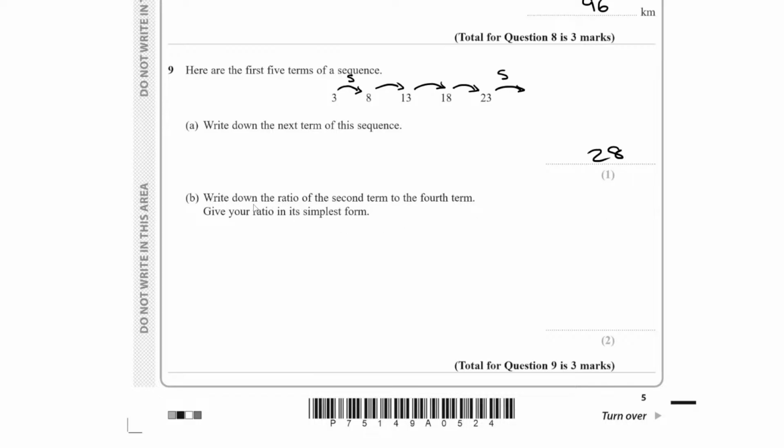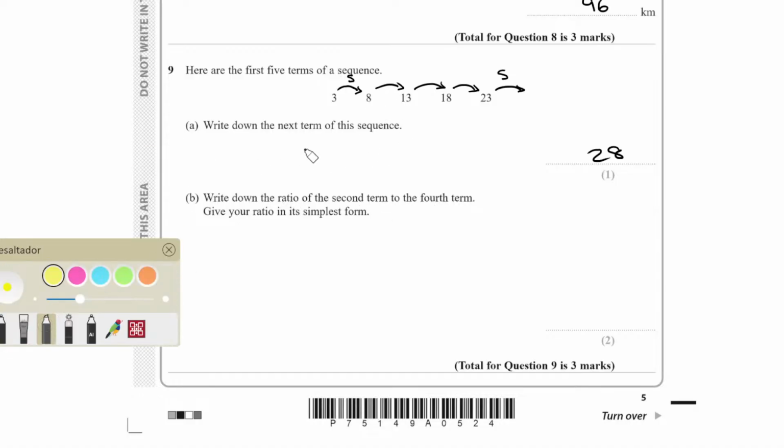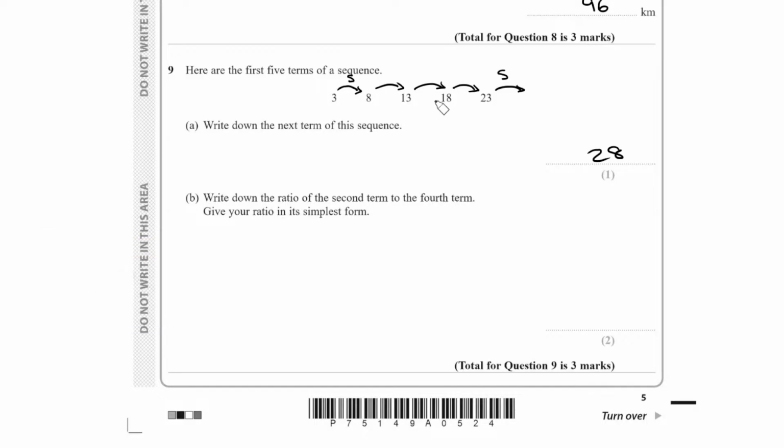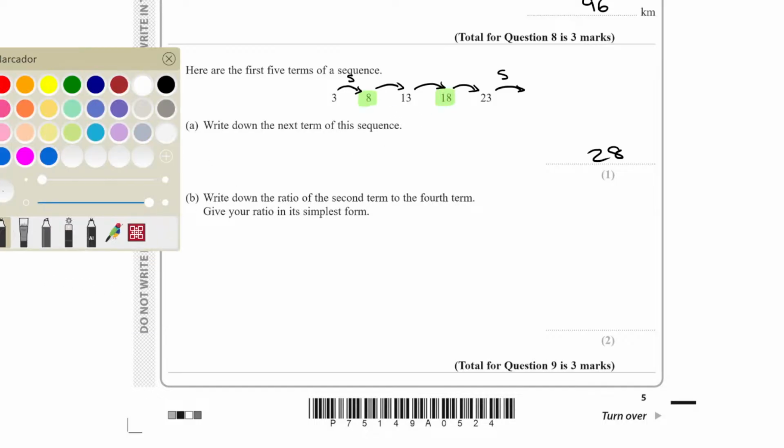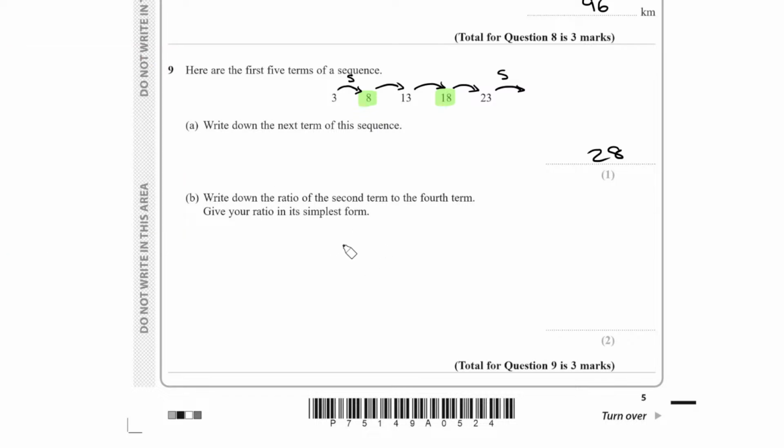And then part B, write down the ratio of the second term to the fourth term. So the second term is 8 and the fourth term is 18. So you can see it's 2 marks. My first thing is I'm just going to write it as a ratio in that order, so that order that they've written it. So I'll put 8, a ratio is the one with the kind of colon, isn't it? And then 18, that's the first thing. So that would probably give you the first mark.